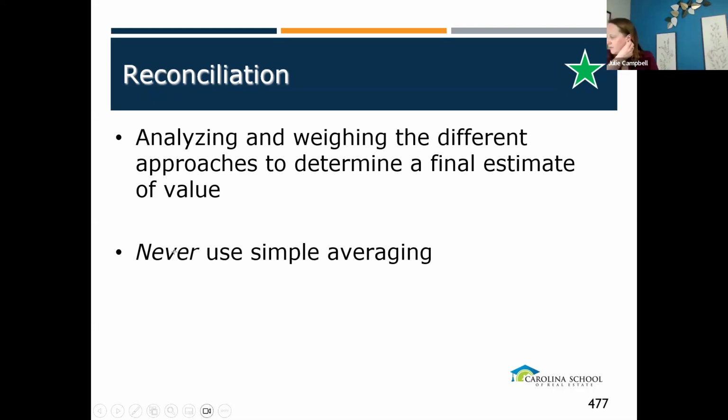Go back to 477 with me on the reconciliation page. I do want to point this out. I get asked about this a lot. I think it's worth mentioning. Under the reconciliation, it talks about an automated valuation model, or an AVM. You guys see that? You know that better as Zestimates, for example. So some third-party websites like Zillow will produce a Zestimate. It's a computer-generated estimate of value. It's an automated estimate of value.